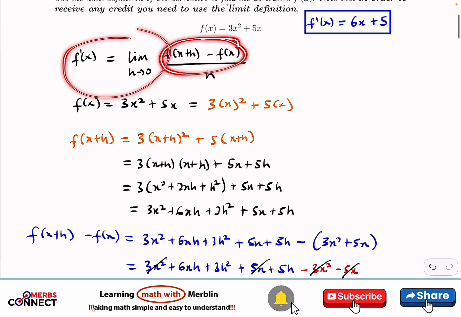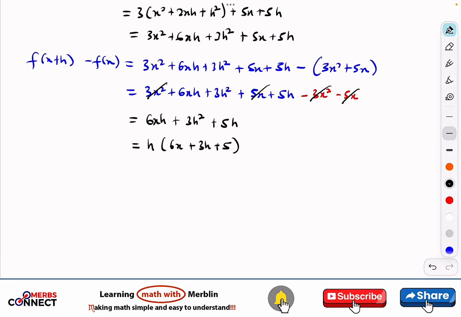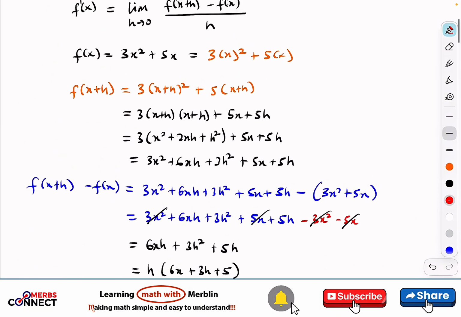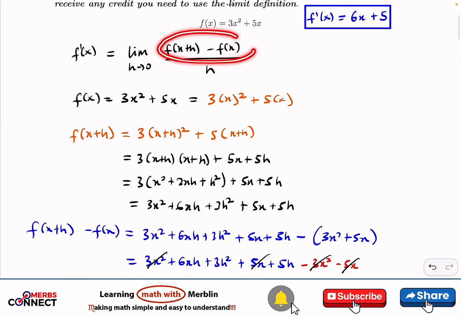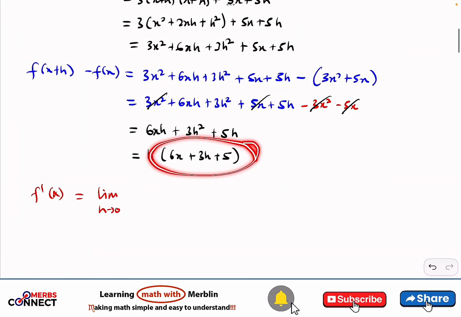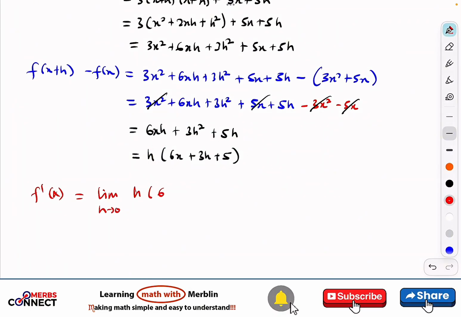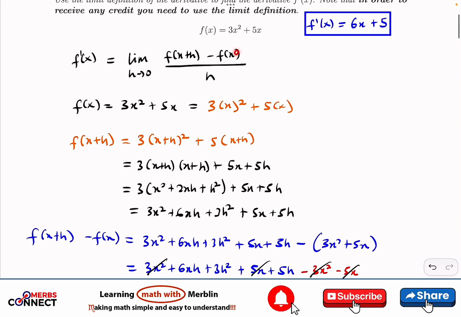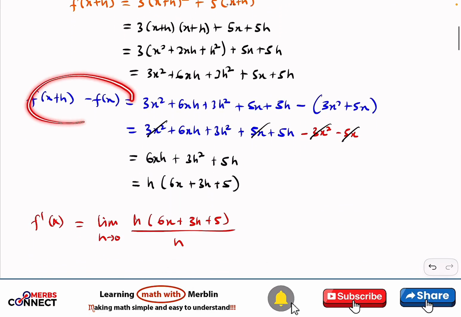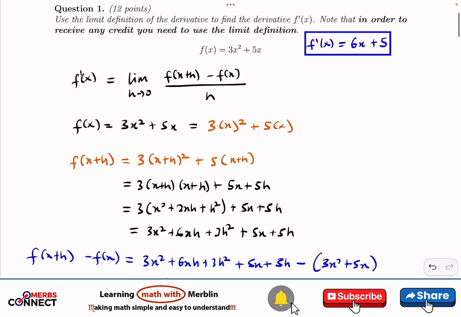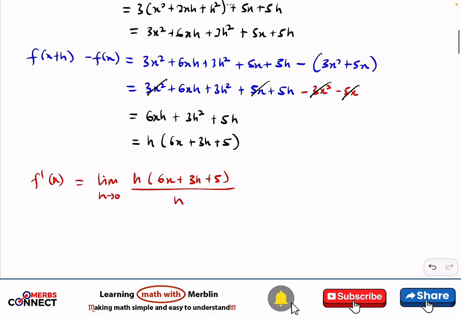So now I can write the formula here to finish the thing that we're doing. So now f prime of x is equal to limit h is approaching 0. Now this f of x plus h minus f of x is equal to this. So I'm going to have it here: h(6x plus 3h plus 5) divided by h. So that's what I just did. So this was this, which was simplified to this. So I just write it and divide by h. So that now h will cancel the h.